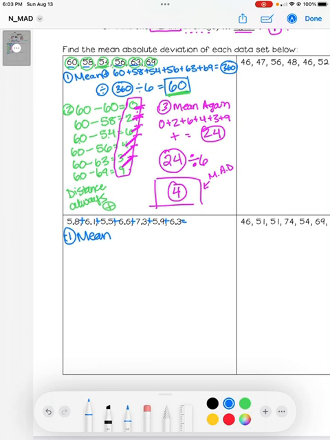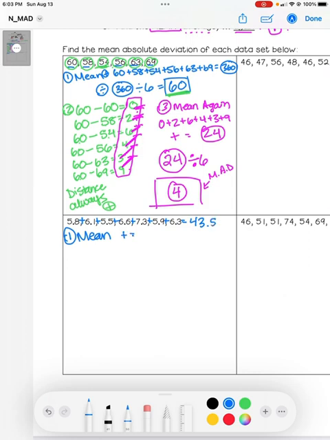5.8 plus 6.1 plus 5.5 plus 6.6 plus 7.3 plus 5.9 plus 6.3 again. Okay, so when we sum all of those numbers, we have 43 and a half. So when we added, we got 43 and a half.